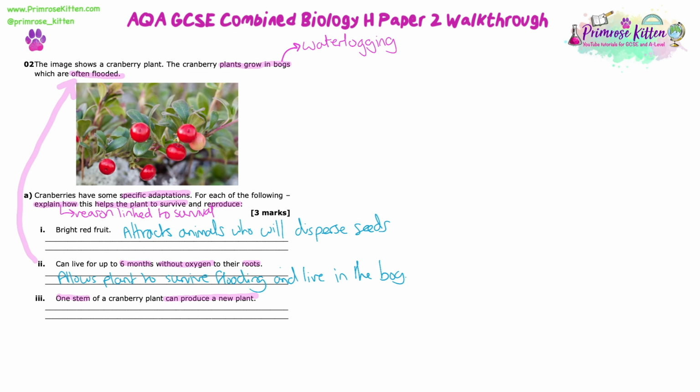One stem of a cranberry plant can produce a new plant. Okay, so this is asexual reproduction. It means that the plants can reproduce themselves fast, quickly. They can reproduce themselves or clone themselves if sexual reproduction isn't possible, which means that they can still survive and carry on. Even if they can't do sexual reproduction, they can just clone themselves and survive. So hopefully that was fairly an easy question, as long as you make sure your answer is related to survival.